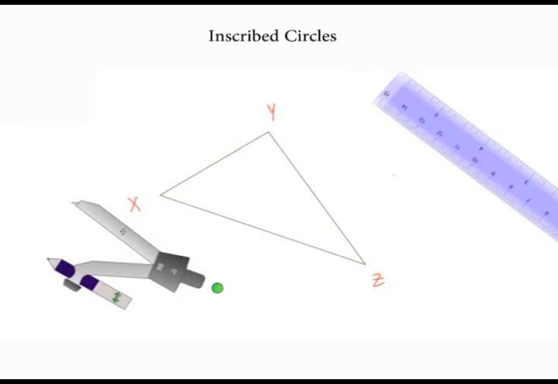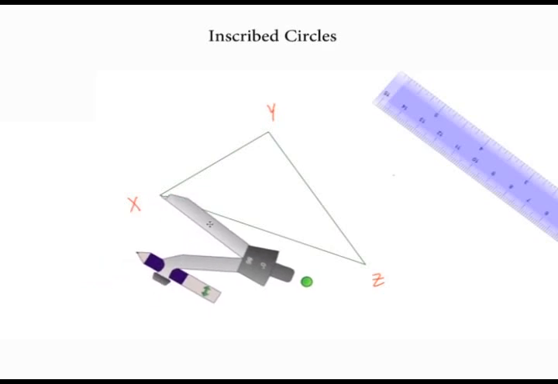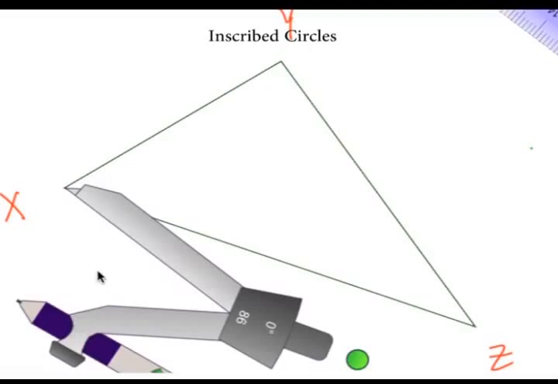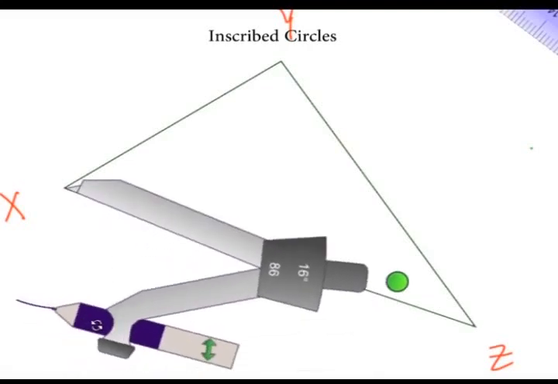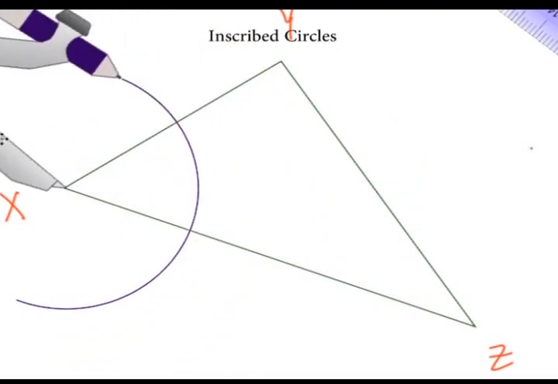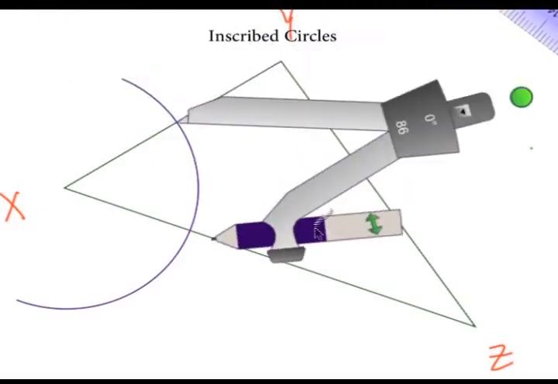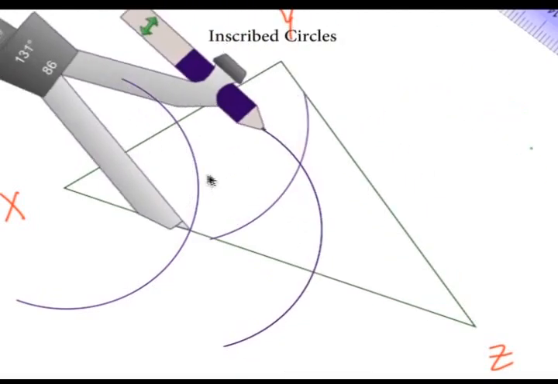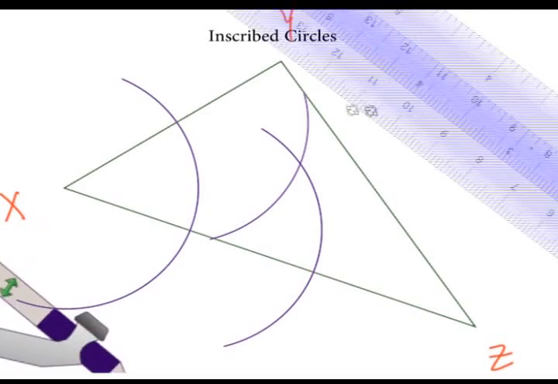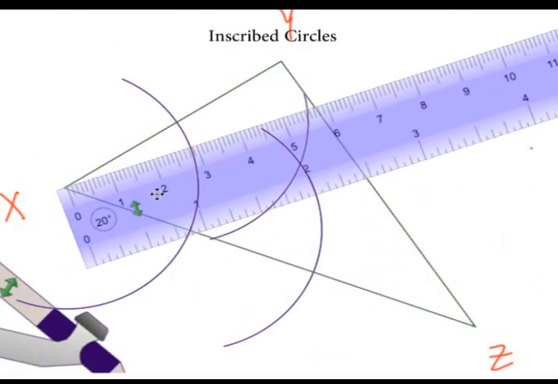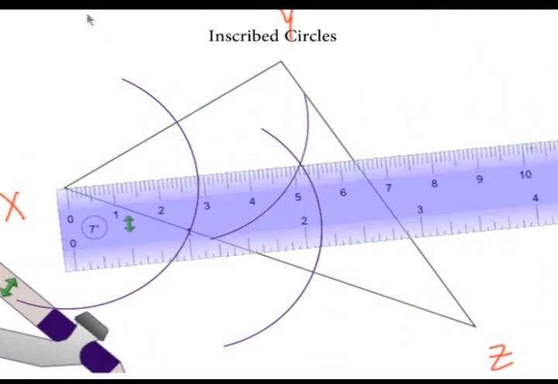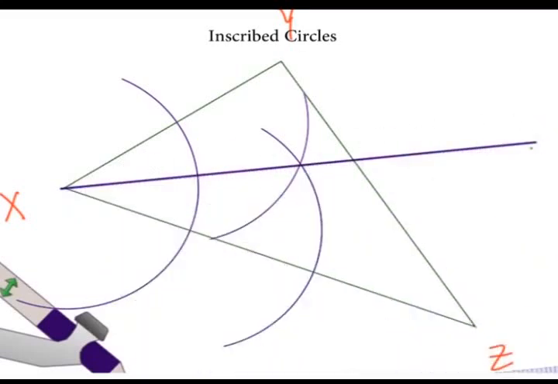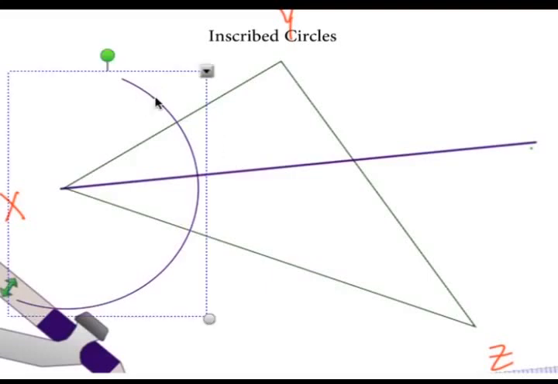We start at X, we place the compass at the vertex, make an arc to cut the two including sides. We place at this intersection point and make another arc. We go down here and draw another arc. Now we join the intersection to the vertex. And that line will be the angle bisector. I can remove these arcs now to get a clear view, but you shouldn't remove yours. It's important that they remain in your diagram.